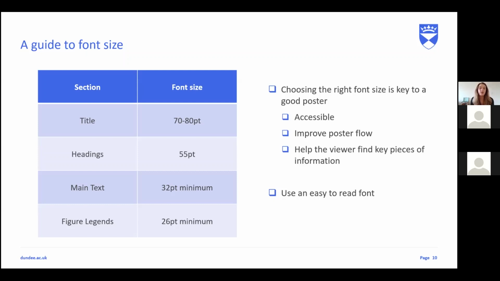I've included a little rough guide here of font sizes if you really are starting from scratch. These aren't set in stone, you don't need to definitely follow them, but they're a nice little guide to help you get started. So I'd recommend a title that's 70 to 80 points, headings that are roughly 55 points. For your main text, try and keep it a minimum of 32 point if you're blowing it up to A1 size. And for your figure legends, try and keep it to a minimum of 26 point, just to make sure that everything will be legible and people won't have to get millimeters away from your poster to read it.